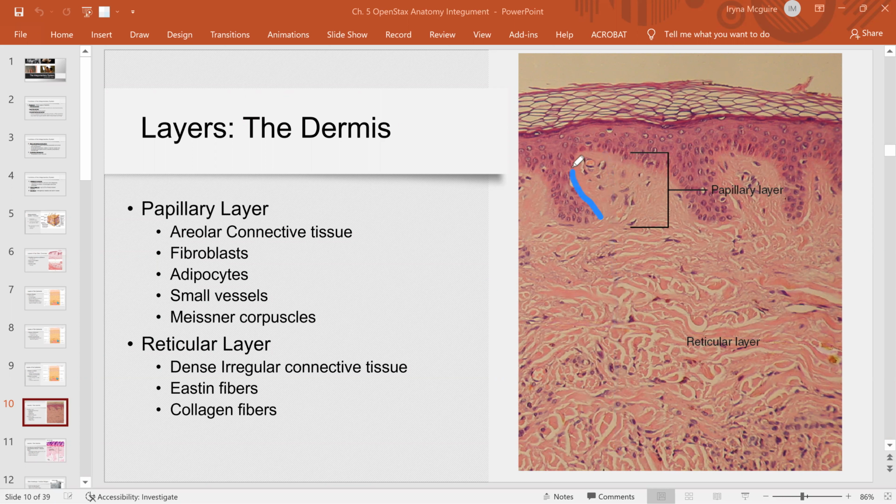Now you see these pink structures that look like nipples. These are our dermal papillae, right? So that's a dermal papilla. That's why the dermis can be divided into the papillary layer. So that's our papillary layer right there. It's the superficial part of the dermis, and the deep part of the dermis is the reticular layer. Now, the papillary layer is made of areolar connective tissue, and the reticular layer is made of dense irregular connective tissue.